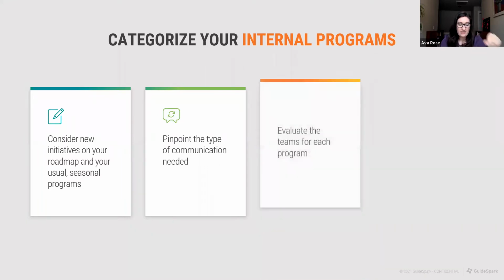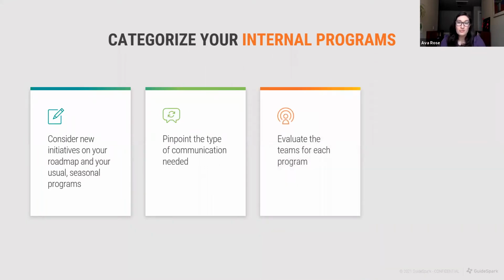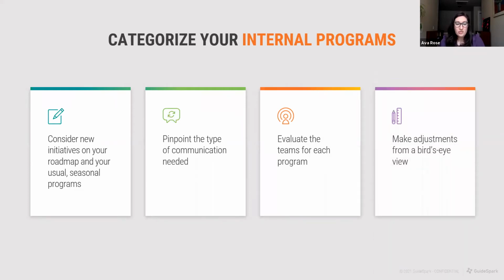You also need to evaluate the way each of those programs is run. Do you have one stakeholder who runs all your programs, or one team? Or do you have individual stakeholders or teams for each of your programs? Because that will impact the way you need to coordinate those programs to make sure that they work together effectively. It's also great to consider if the lift is reasonable for each of those teams.